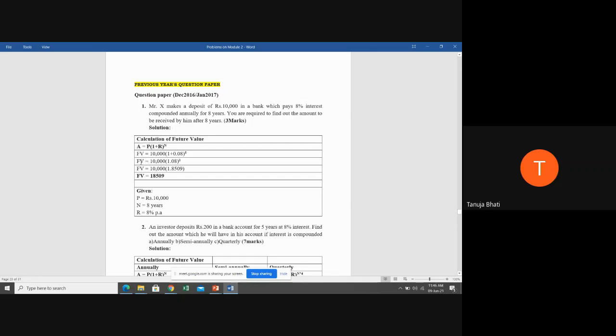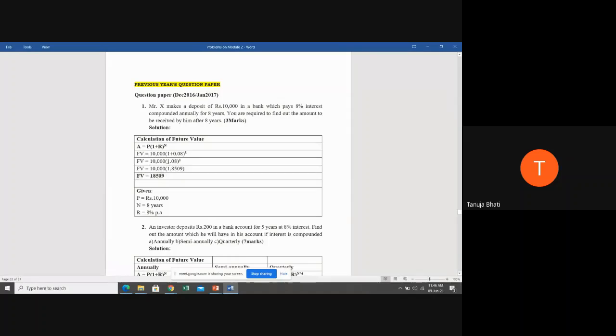Now we have substituted the figures in the formula: 10,000 times (1 + 8%), so 0.08, raised to 8. When you multiply this, you will get the future value as 18,509.